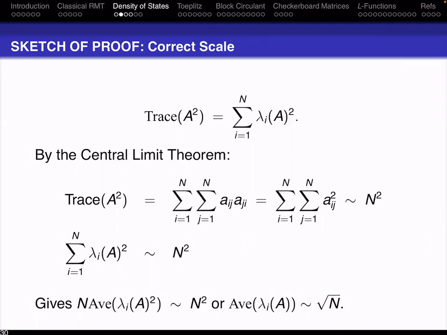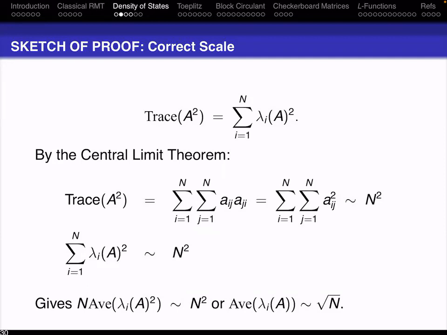Okay, so let's get a sense of the correct scale. The trace of A squared is the sum of the eigenvalues squared, but the trace of A squared is just the sum of a_ij a_ji. And this is a nice calculation. If I have A squared and I want to calculate the diagonal entries of A squared, this is what I get. Well, that's the sum of a_ij squared. Each a_ij is chosen from a distribution that has mean 0 and variance 1. So if I look at the expected value of a_ij squared, since it has mean 0, it's the same as the variance. So that's 1.